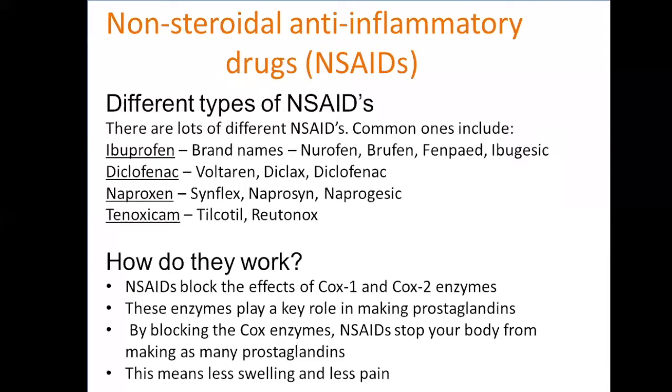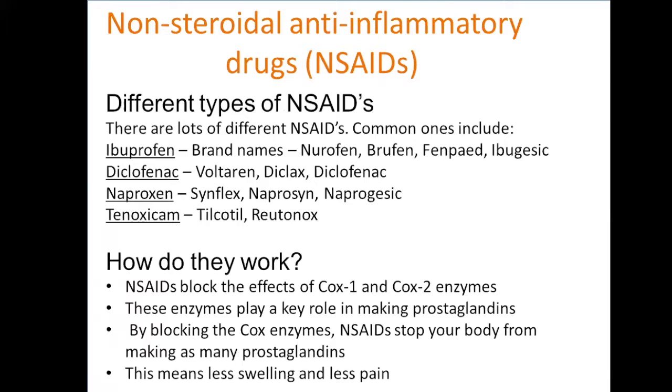And now we're going to launch into the NSAIDs. And there, as you can see, there are quite a few of them. So the common ones, and I'm sure from what our poll said, a lot of you are on medication, so I'm sure most of you will be familiar with these. So we'll run through them. So we have ibuprofen, and its brand names are things like Nurofen, Brufen, Fenpid, Ibugesic.